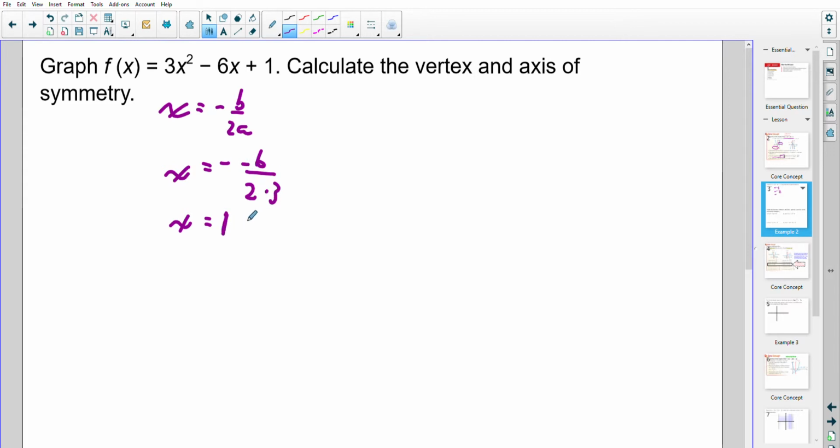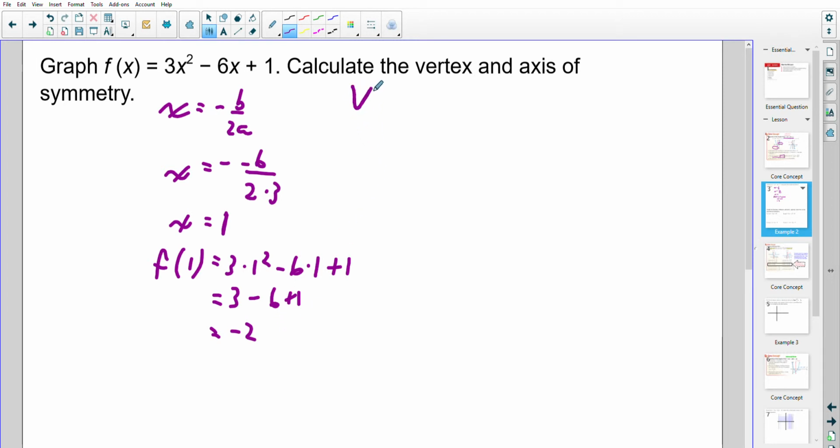6 is 1. Now, when you plug in 1 to your function, you are going to end up with your y-coordinate. So 3 times 1 squared minus 6 times 1 plus 1, that's going to equal 3 minus 6 plus 1, and negative 2. Negative 3 plus 1, negative 2. Therefore, the vertex is equal to 1, negative 2, and the axis of symmetry is x is equal to 1.